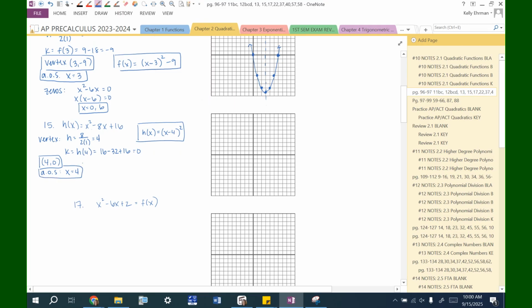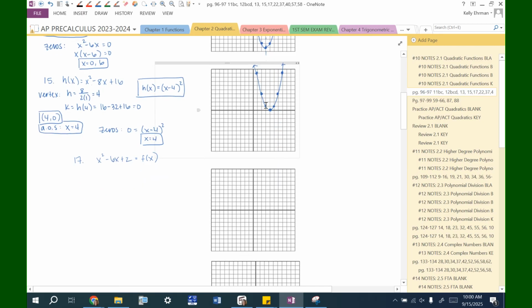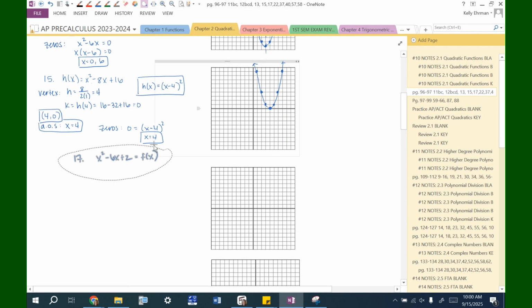What about zeros? The vertex is the 0, or again, you could set this equal to 0 and factor it, and you only get one answer. So x equals 4 is the 0. So if I plot 4, 0, this is again an x squared graph. So the graph goes from the vertex over 1, up 1. When you go over 2, you square that, you go up 4. Over 3, up 9. Same thing on the other side. So you don't have to graph the axis of symmetry for me, but you can if you want to. All right, here's number 17.